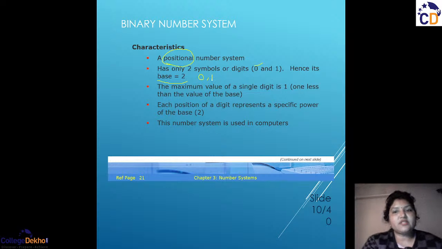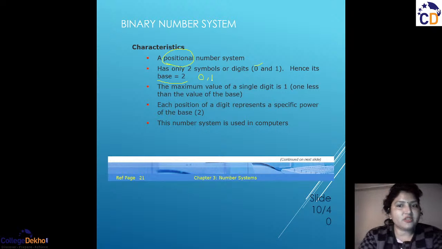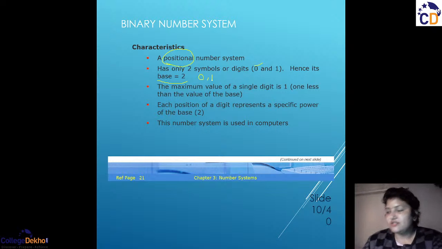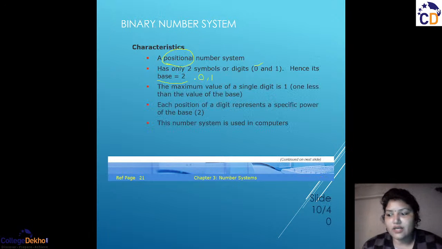The maximum value of a single digit is 1 less than the value of the base. The same rule will be applied here also. The maximum value of a single digit is 1. Each position of a digit represents a specific power of base 2. Here in the earlier numerical, each power had the base of 10, because we have options from 0 to 9. Here we have two options, so our base would be 2, that is 0 or 1.